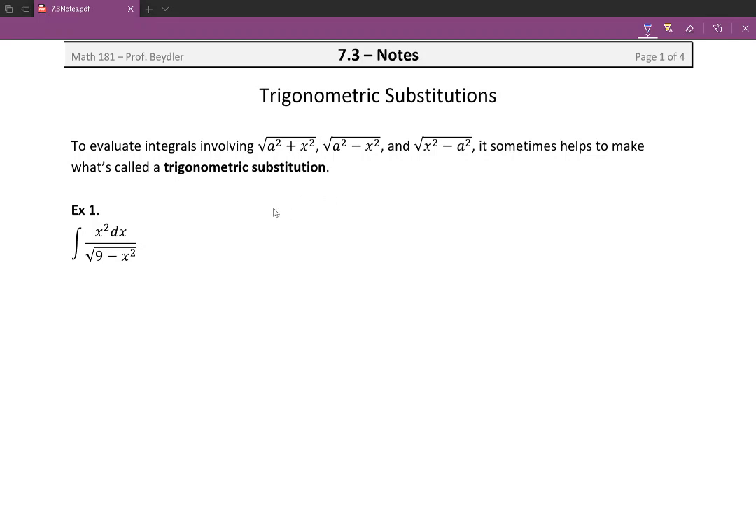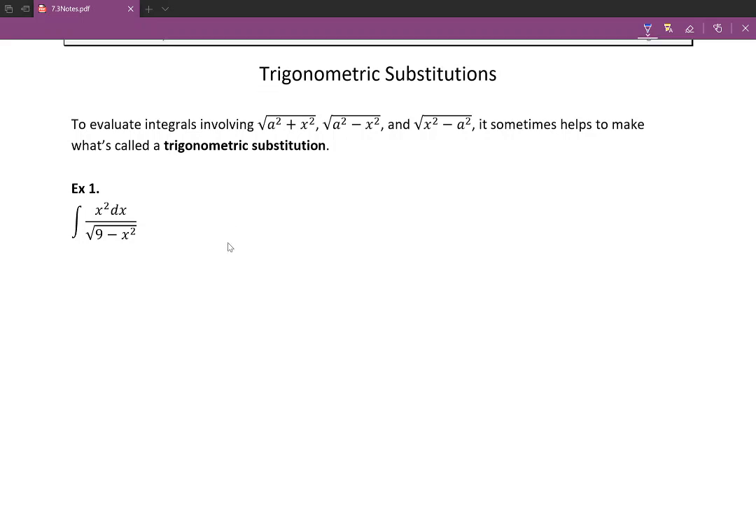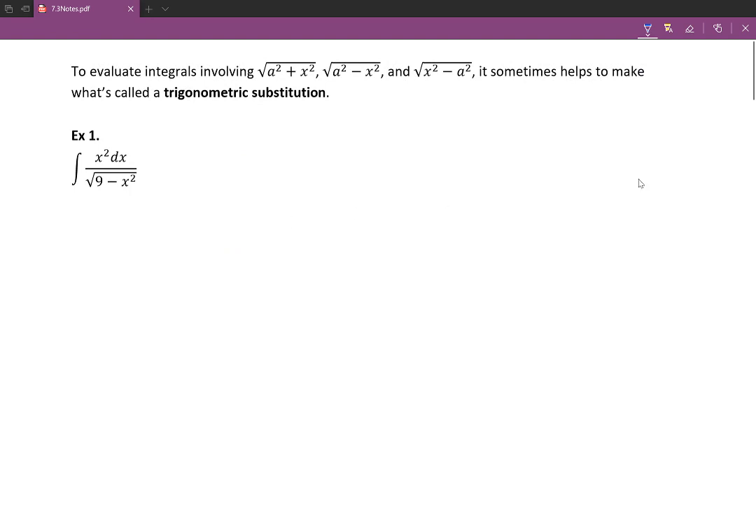Alright. So I think the best way to figure out what trigonometric substitution is to just jump in and do one. So let's look at example 1. Here we've got the integral of x squared over square root of 9 minus x squared dx. And just as a reminder, if the dx is on the top, that's okay. It's the same thing as writing the dx over to the right. Just a shorthand notation for it.